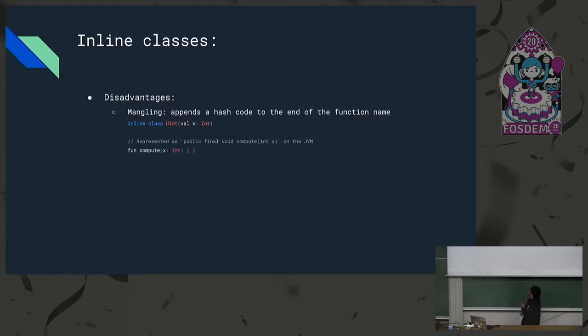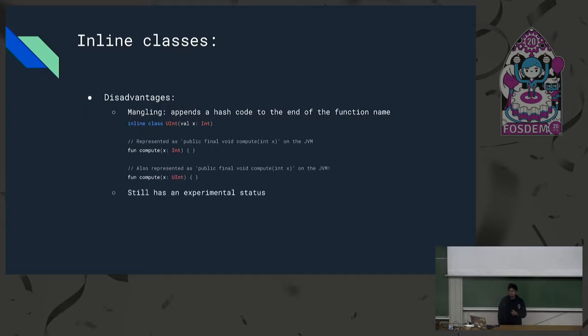You take this compute function, which takes an integer, and this compute function, which takes an unsigned integer. Both of them, when compiled, will be the same function, which is void compute and integer. Since you have a conflict over the naming, the compiler appends a kind of hash code behind the functions which use inline classes. You can actually see them once you see the compiled code for them. I actually forgot to print it over here.